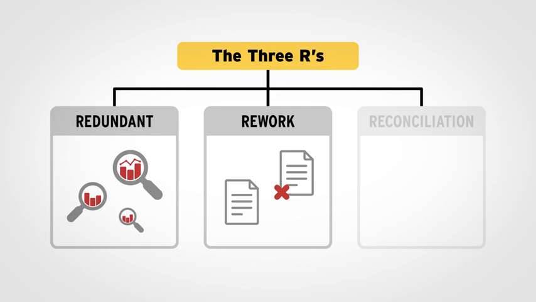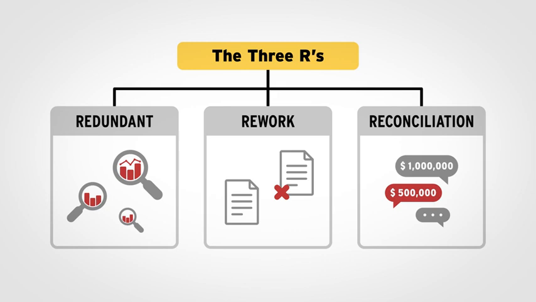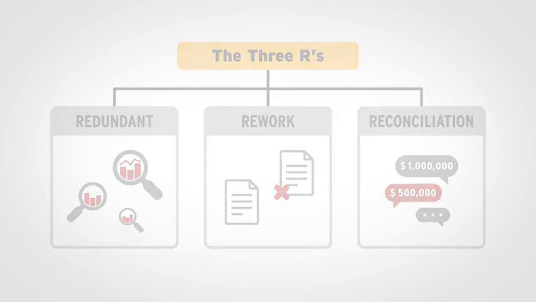Now, if we don't catch our mistakes, then we have the third type of data-related inefficiency, reconciliation. For example, one party in an exchange might think they are owed $2 million, while the other party thinks they only owe $500,000. So what they have to do now is get together and reconcile. This reconciliation adds no value.